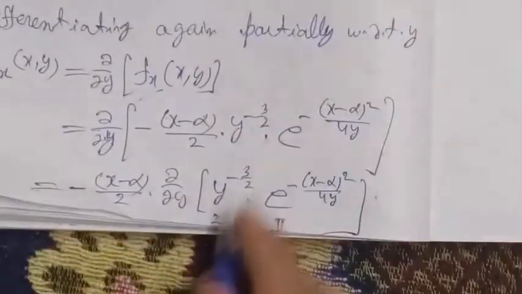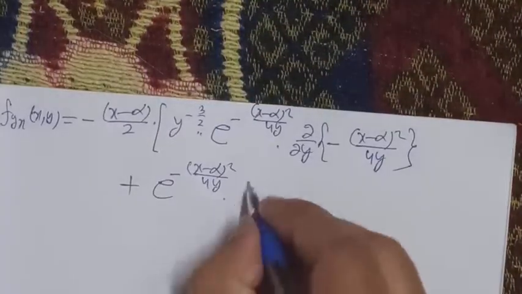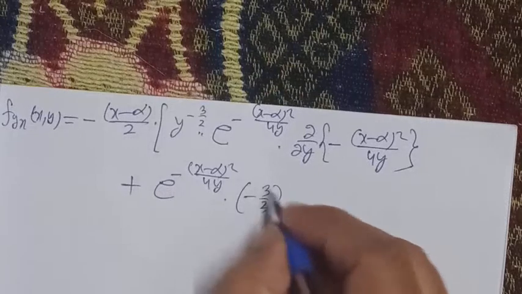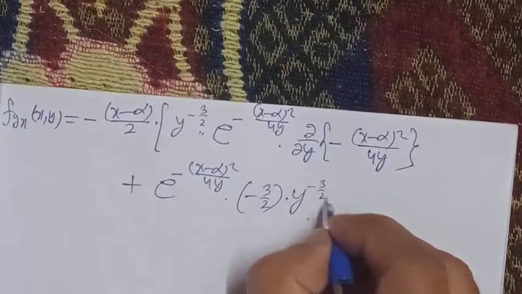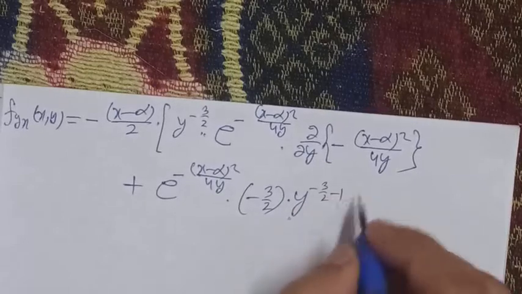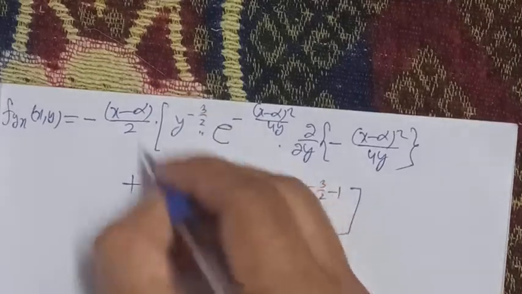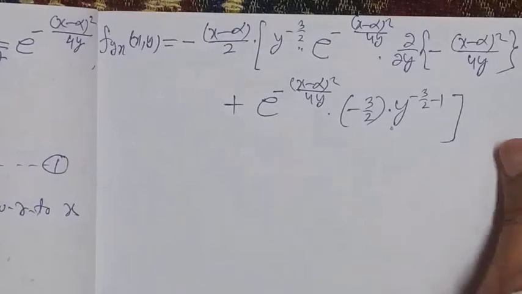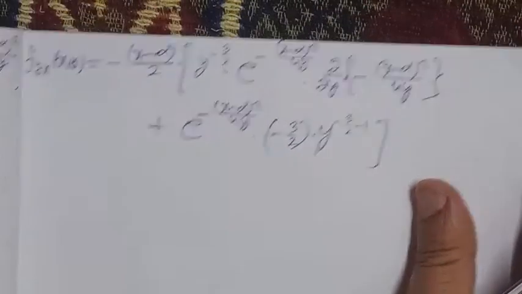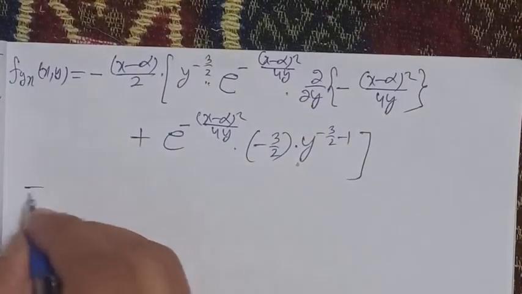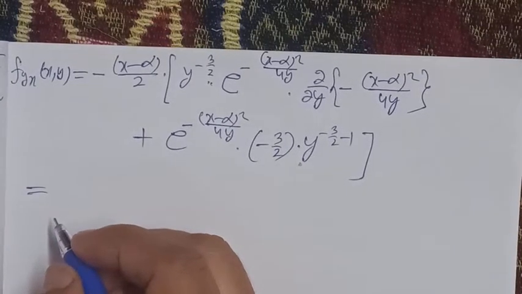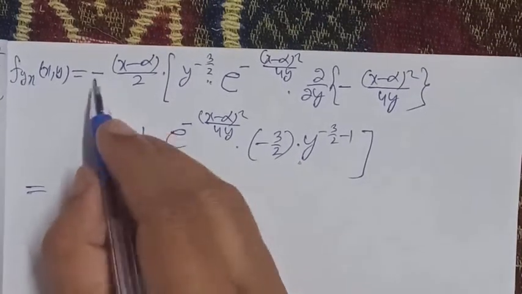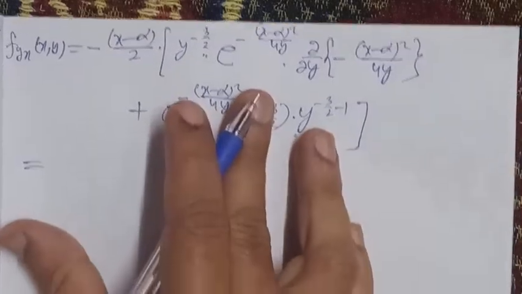Differentiation of y to the power minus 3 by 2 is minus 3 by 2 y to the power minus 3 by 2 minus 1, according to the formula. We close this bracket and go to the next step, and write this value without any change.